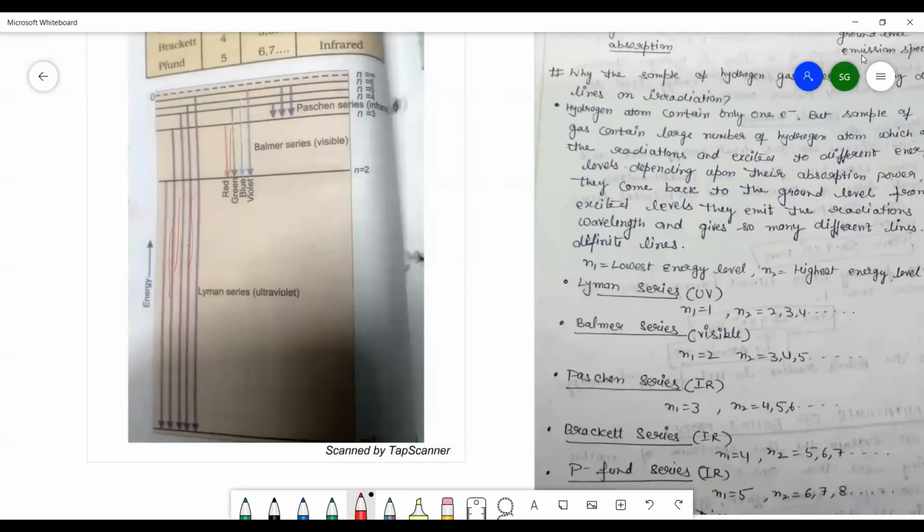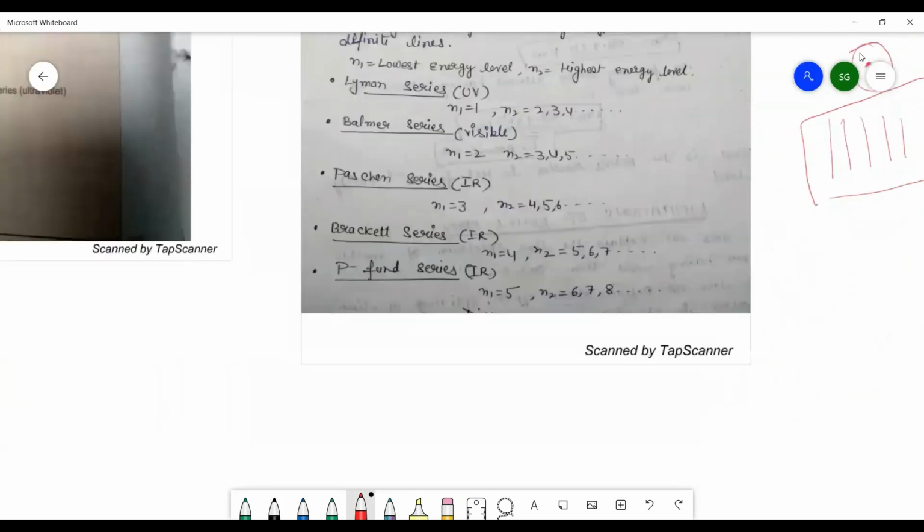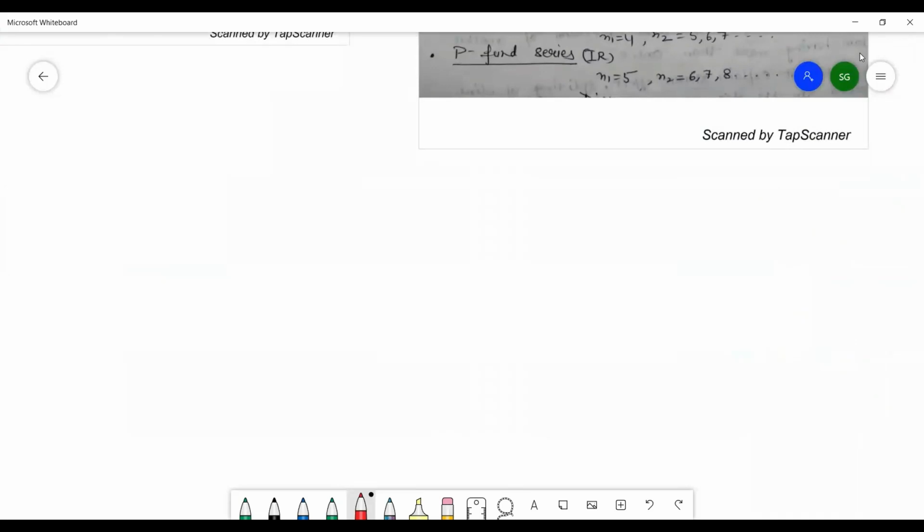So why is it so? It is because the hydrogen atom contains only one electron, that is okay. But a sample of hydrogen gas contains a large number of hydrogen atoms. When we do an experiment, we cannot take a hydrogen atom, because a single hydrogen atom is not available. We have to take hydrogen gas.